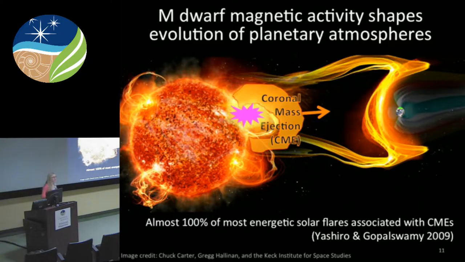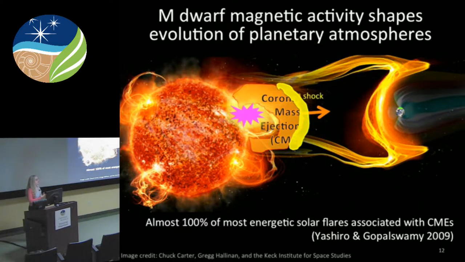How are you defining most energetic in that case, like X class? Oh, I don't remember what the boundary was off the top of my head, but it's like 10 to the 30 ergs or 31 or something. Like, these things are orders of magnitude beyond that.